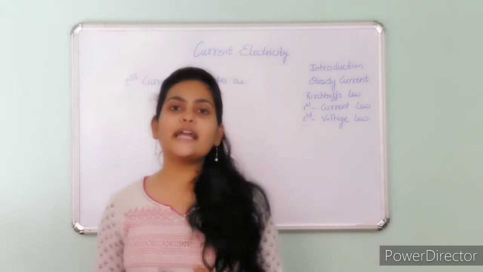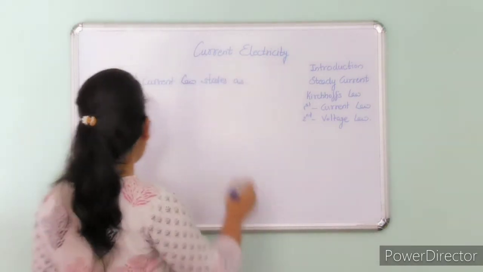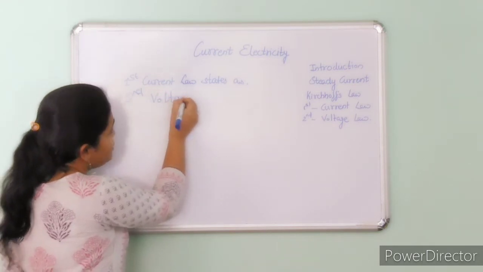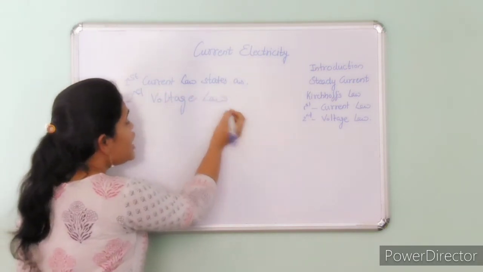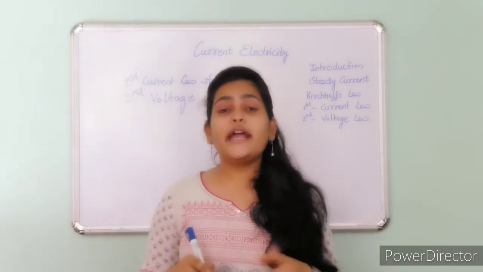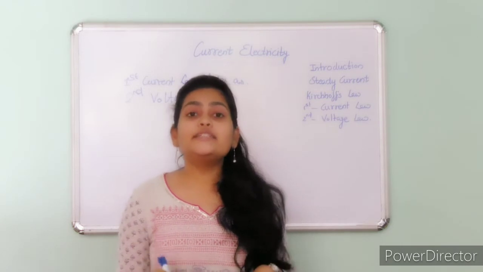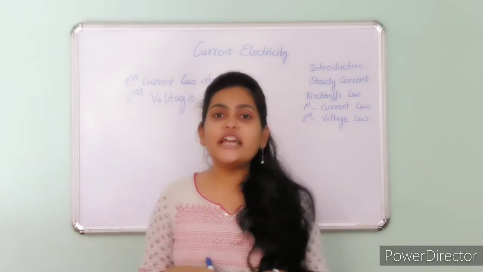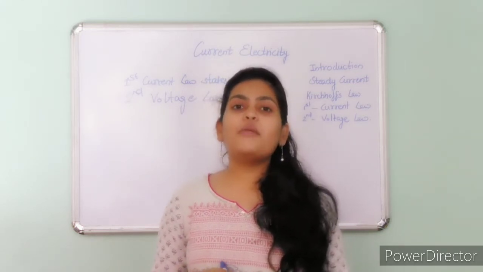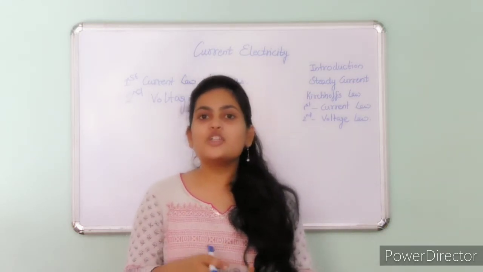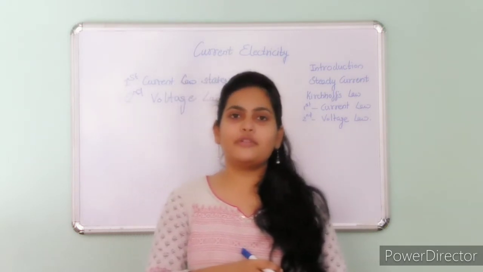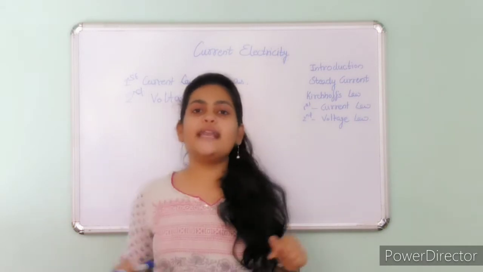Now moving on to the second law, that is the voltage law. Before moving on to the voltage law, let's understand what we mean by an electrical network. An electrical network is a combination of all the electrical components and EMF. Electrical components like resistors, switches, these are all electrical components, and together with EMF this combination makes an electrical network.